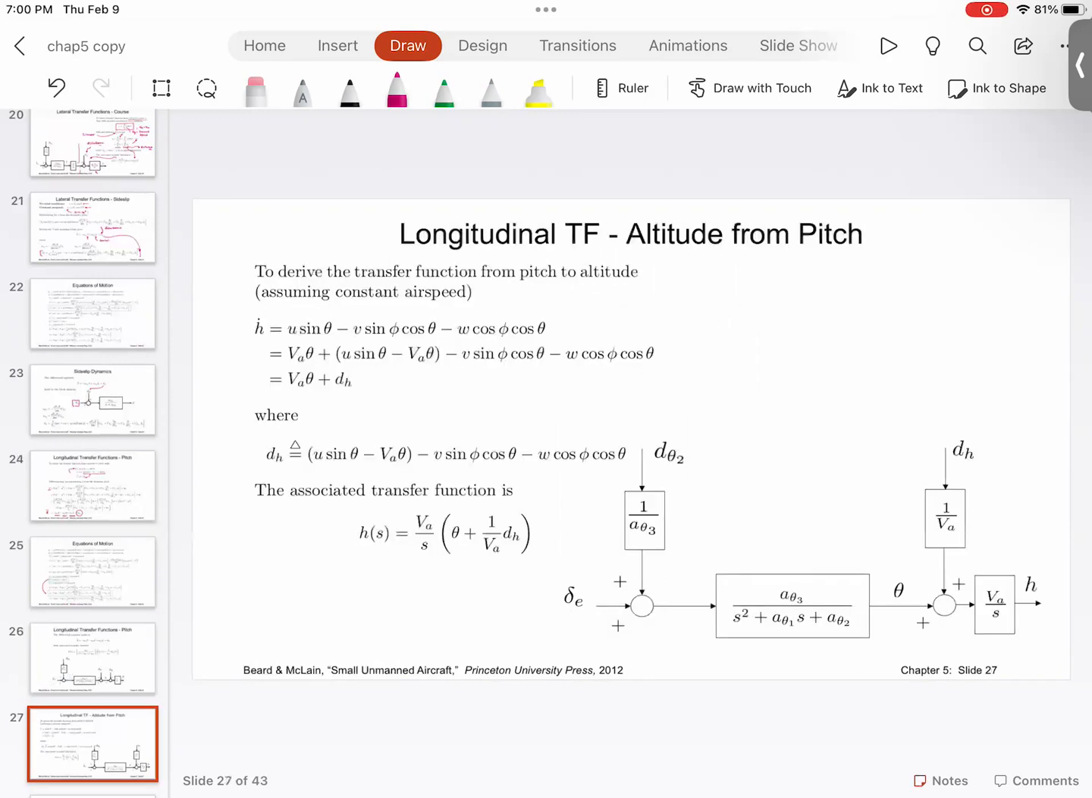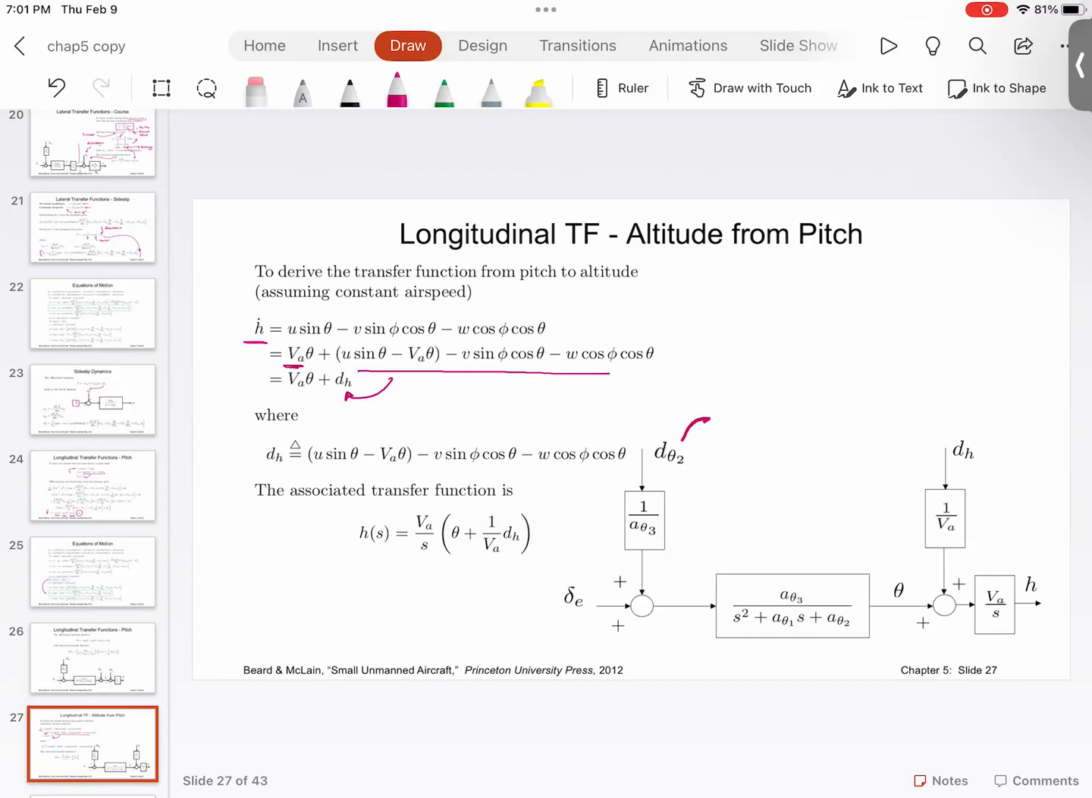And then what you do is, to decide the longitudinal transfer function, altitude from pitch, we take into account the h dot, which is the rate of change of altitude, height. Go through the exact same jugglery. Can you see that there is VA, theta, all this stuff, and then that gets treated as a disturbance. Then you can find the appropriate transfer function, and then you can draw a block diagram representation.